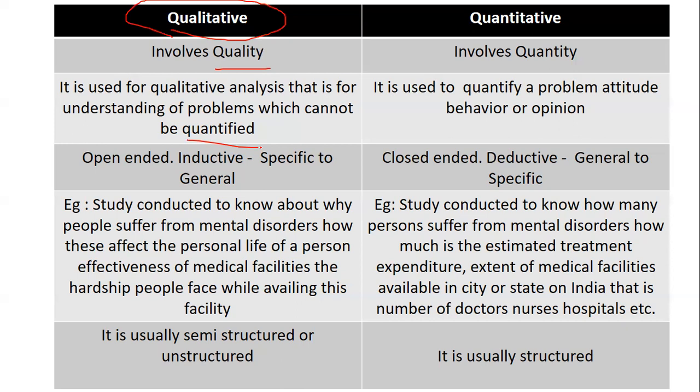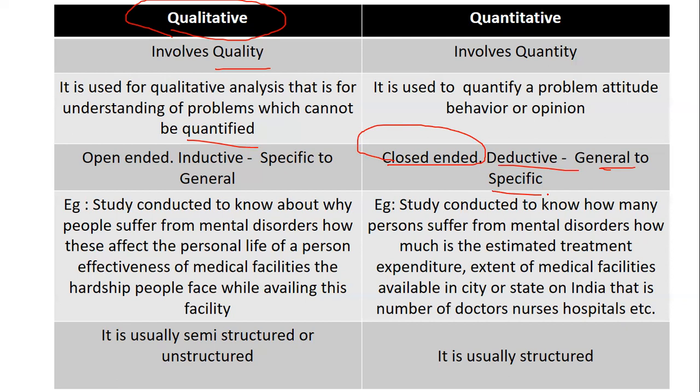Whereas when we talk about the quantitative approach, which involves quantity, it is used to quantify a problem, a behavior or an opinion. It is in the form of close-ended questions, that is, a deductive approach that comes from general to specific. Now let's see one example and understand this concept.